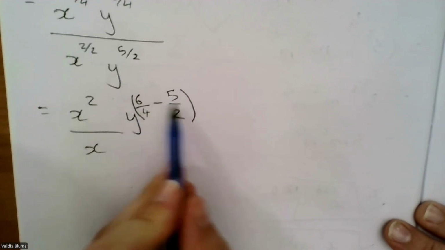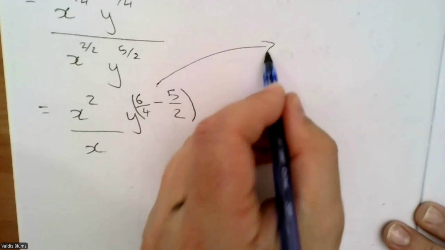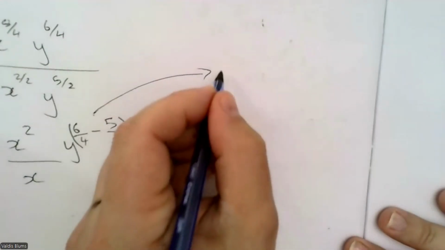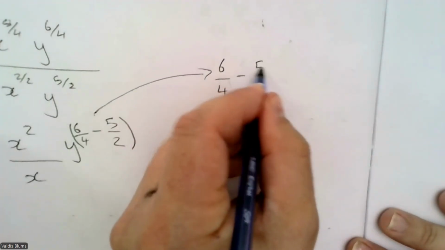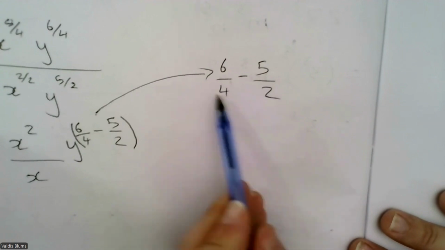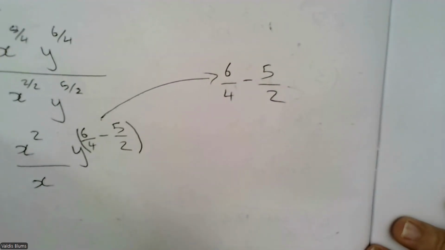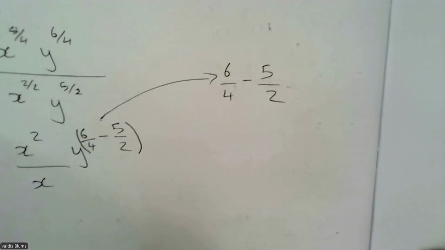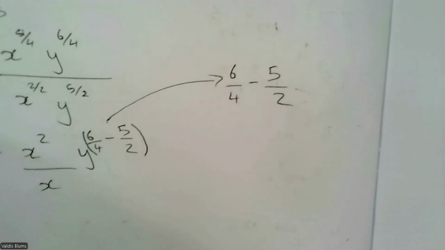Now you're subtracting fractions. So let's actually do this part over here separate. So we have 6 over 4 minus 5 over 2. When you're dealing with a fraction, you need to get a common denominator. It's kind of like saying if you have half a pizza and a quarter of a pizza, how do you combine them? Well, you know that just from that example, you probably have 3/4 of a pizza.